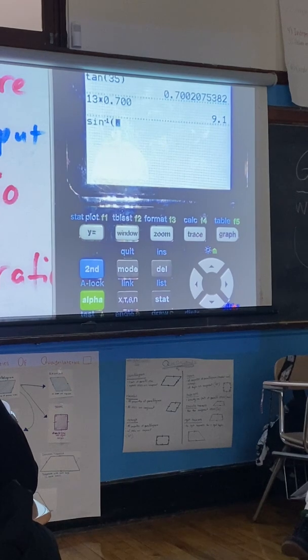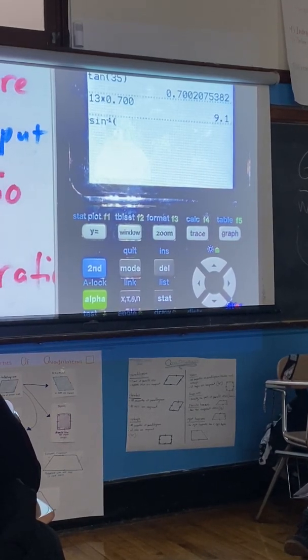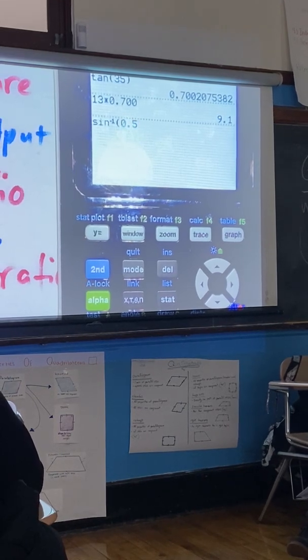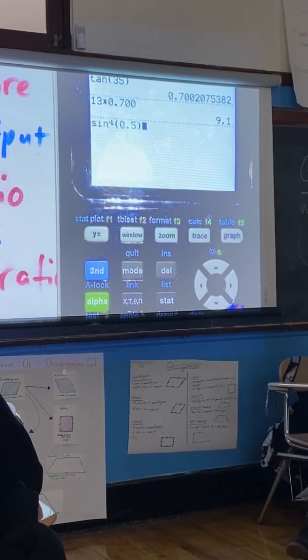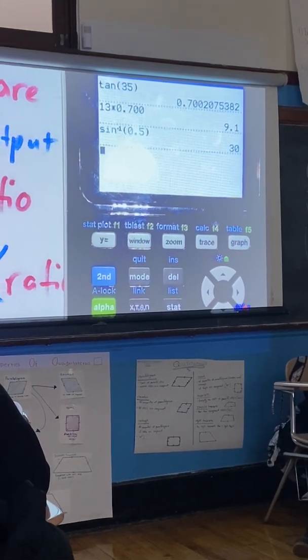What was the ratio that we found? 0.5. We found 0.5 for that triangle. What should be sine inverse of 0.5? 30. 30 degrees.